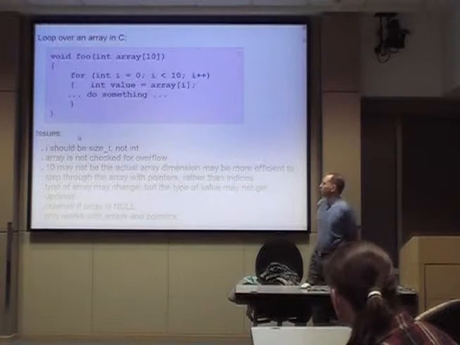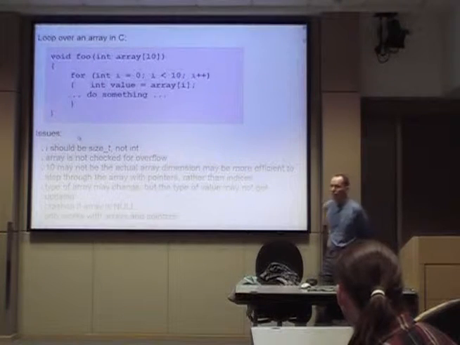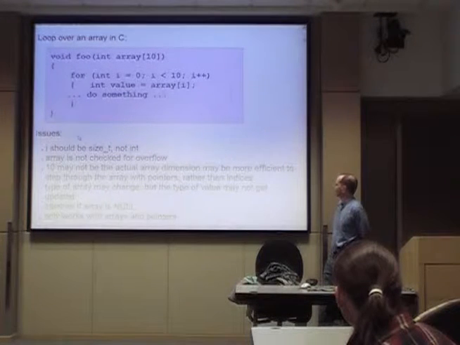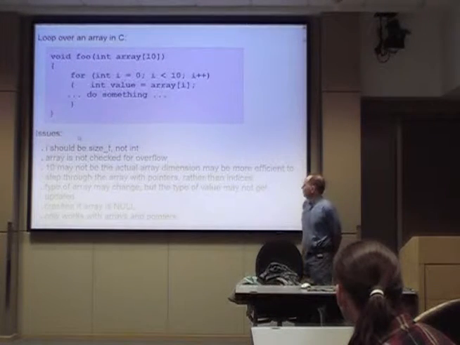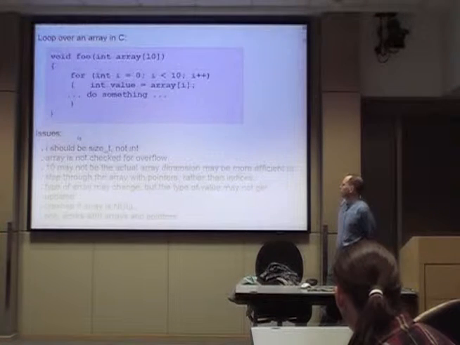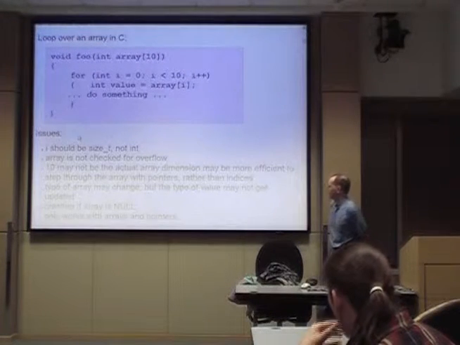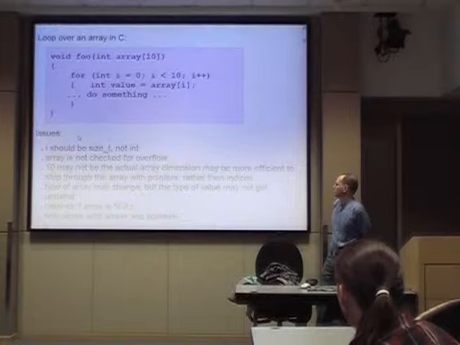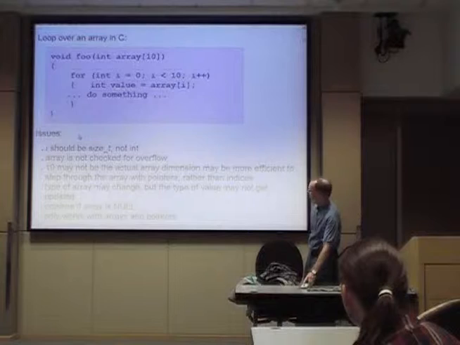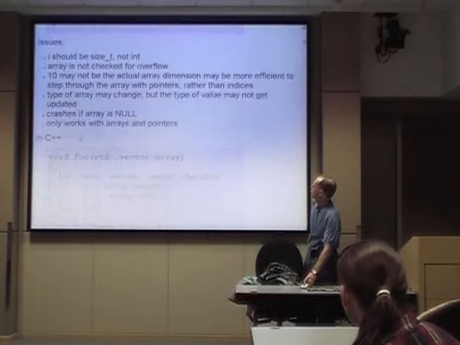The declaration of i should be a size_t, not an int. Array is not checked for overflow. 10 may not be the actual array dimension. It may be more efficient to step through the array with pointers rather than indices. The type of the array may change, but the type of value may not get updated. It crashes if array happens to be null, and it only works with arrays and pointers. So that's a typical C loop and its typical problems.